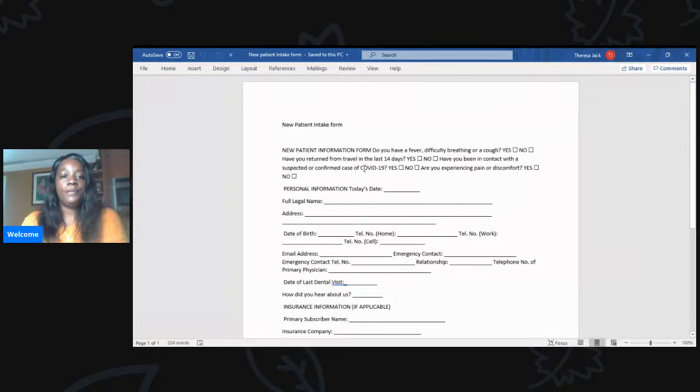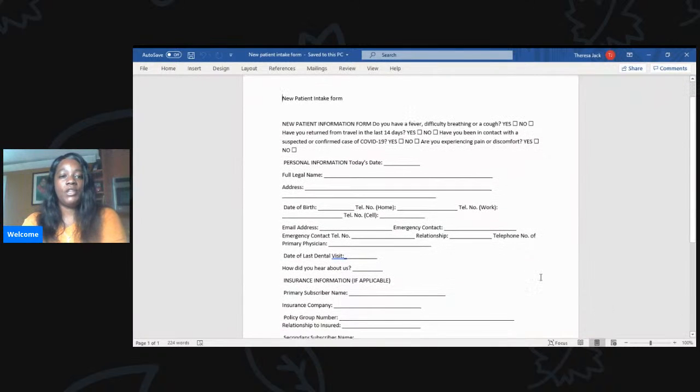Have you returned from travel in the last 14 days? That's a yes or no. Have you been in contact with a suspected or confirmed case of COVID-19? That's a yes or no. And are you experiencing pain or discomfort? That's a yes or no. Okay, so we want to get those questions out of the way first. Always make sure that you put today's date on the form.